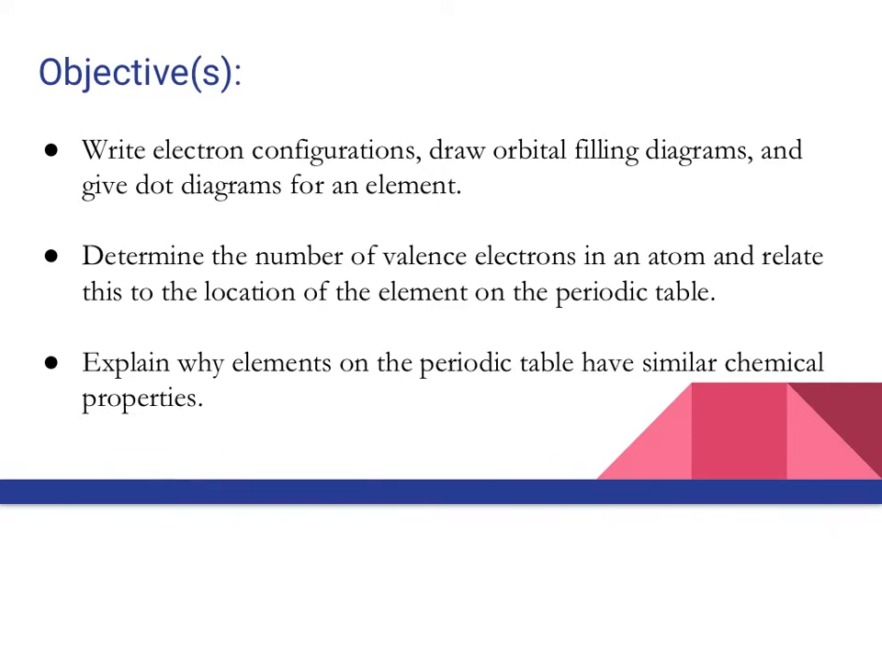You should also, at the end of this video, be able to determine the number of valence electrons in an atom and relate this to the location of that element on the periodic table. And then finally, be able to explain why elements on the periodic table have similar chemical properties.